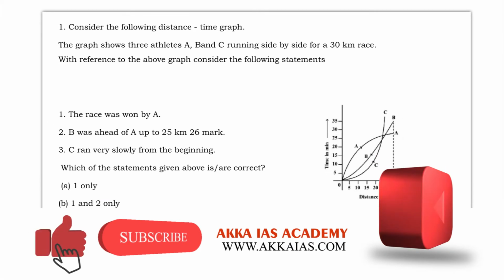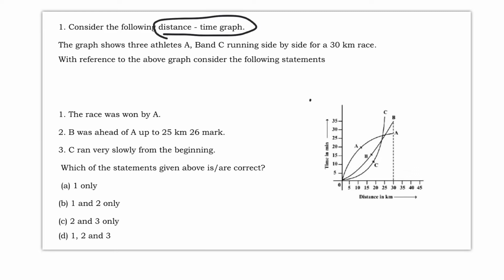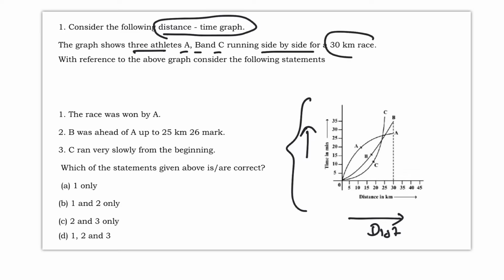So the first question is, consider the following distance-time graph here. Okay, so this is the graph here, and the y scale is time and the x scale is distance. The graph shows 3 athletes A, B and C running side by side for a 30-kilometer race. With reference to the above graph, consider the following statements. So 3 statements are given here.